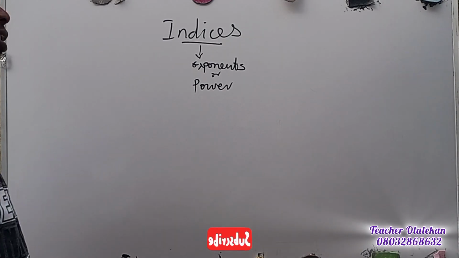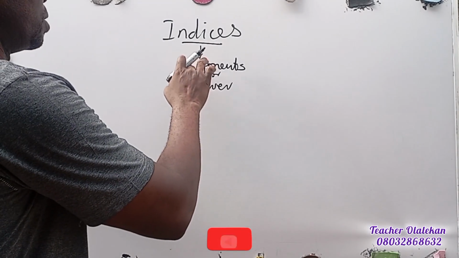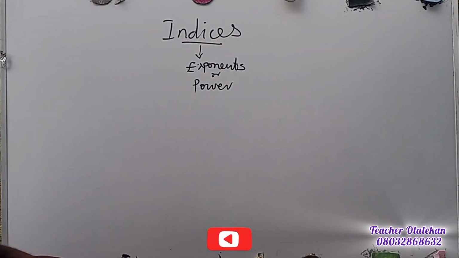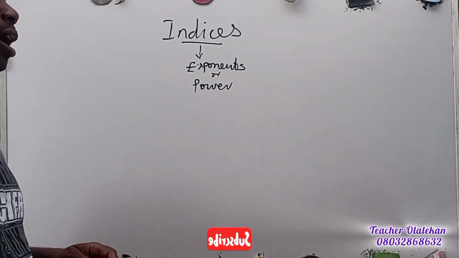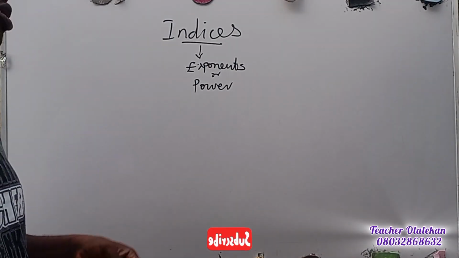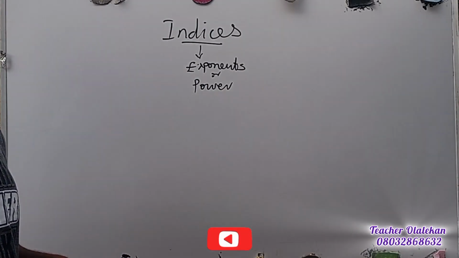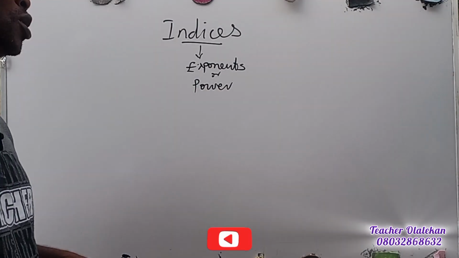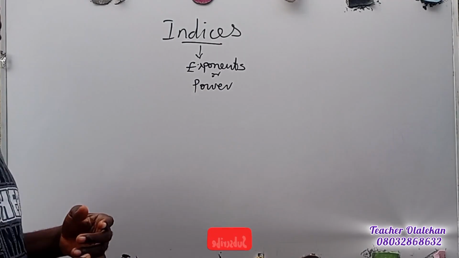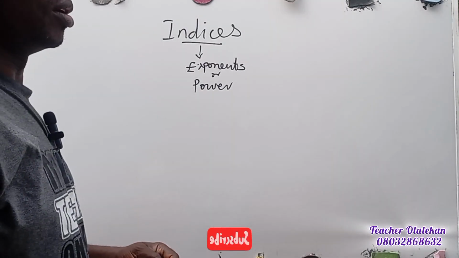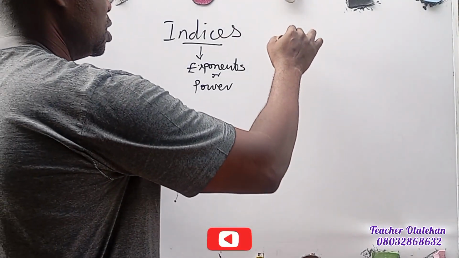And do not forget that in other subjects, like standard form, we do have indices there too. So we use the knowledge of indices in standard form. We use the knowledge of indices even in surds and also in logarithm. So the laws of indices are the same with the laws of logarithm. So now let's look at the laws of indices.